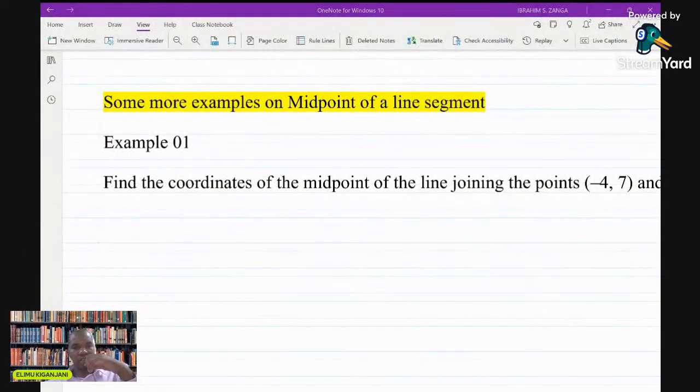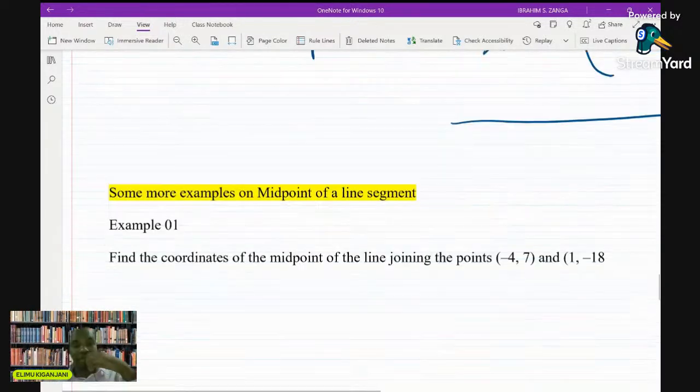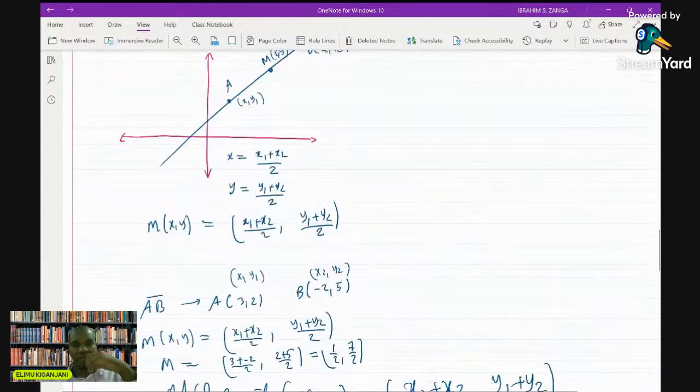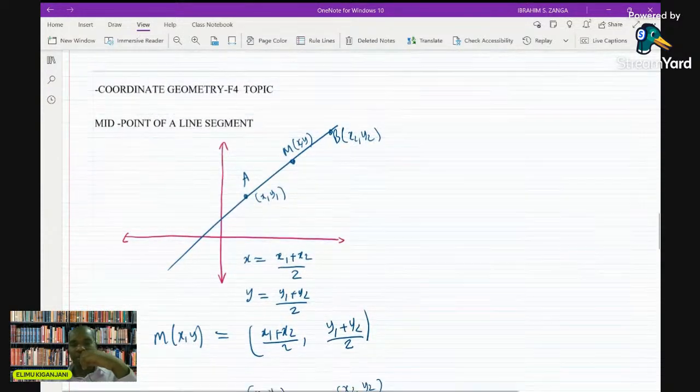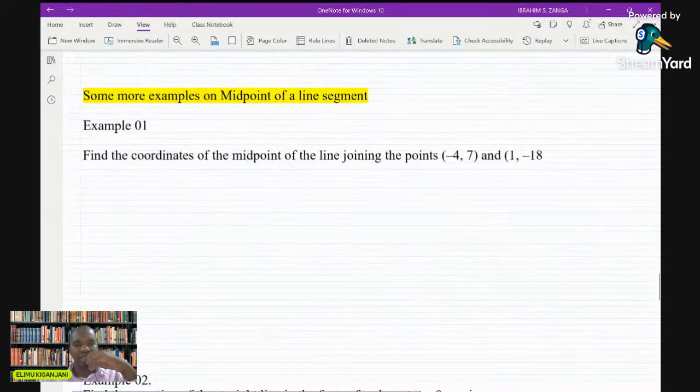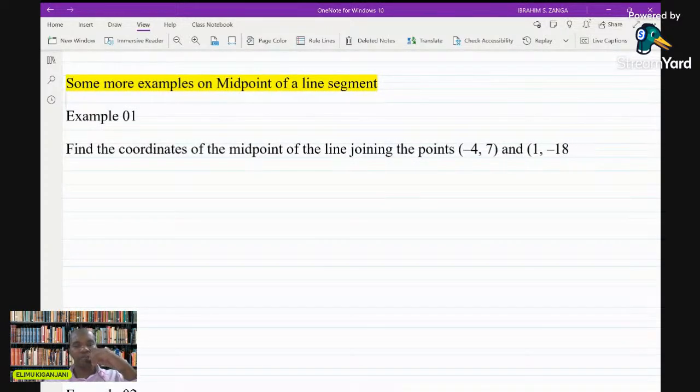We'll dive into mathematics. We'll continue solving questions and sharing concepts on coordinate geometry, and specifically today we are going to see questions on the midpoint of a line segment. You remember previously our discussion was on the midpoint of a line segment, and we had a very brief discussion. Today we'll be having a continuation of the discussion we had previously.